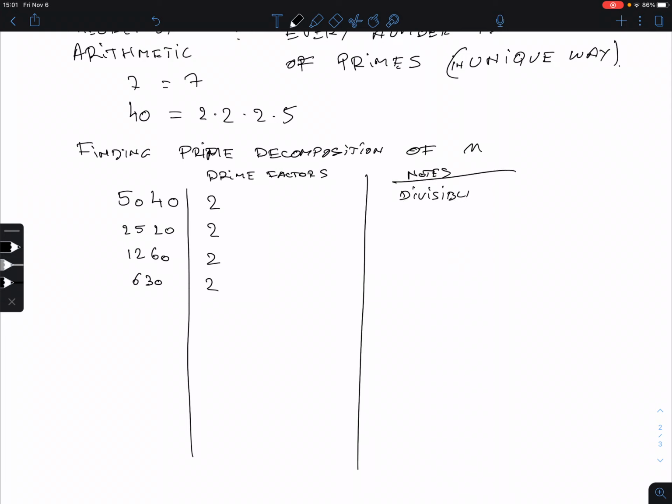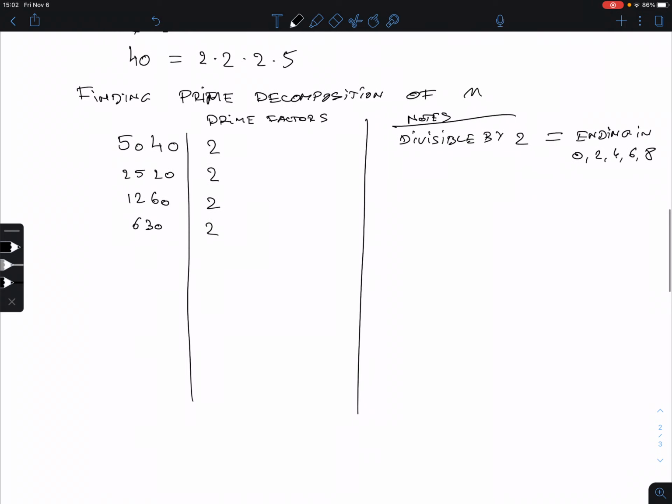Divisible by 2, let me write this. A number divisible by 2 means it ends in 0, 2, 4, 6, or 8. So just from the digits I can read whether it is divisible by 2. Because it ends in 0, I know it can be divided by 2. So I do it one more time.